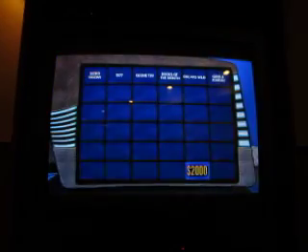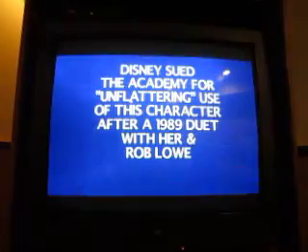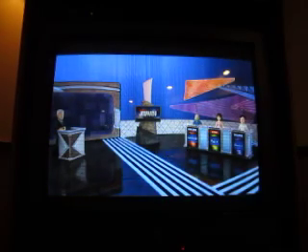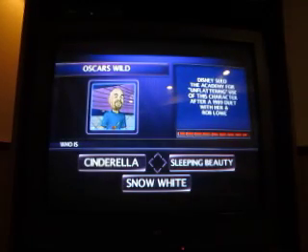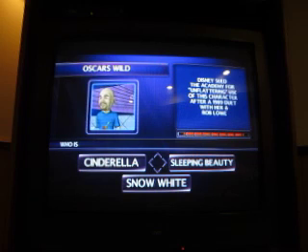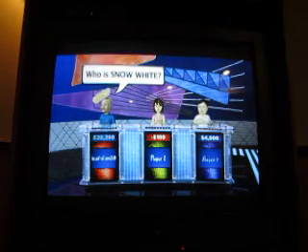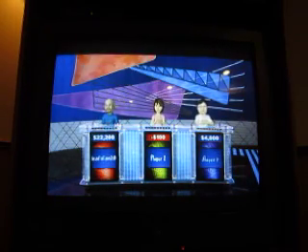And now the $2,000 clue. Disney sued the Academy for unflattering use of this character after a 1989 duet with her and Rob Lowe. Okay, player one. Who is Snow White? Right you are. That's it. All right, that takes us to the end of Double Jeopardy at 22,200.